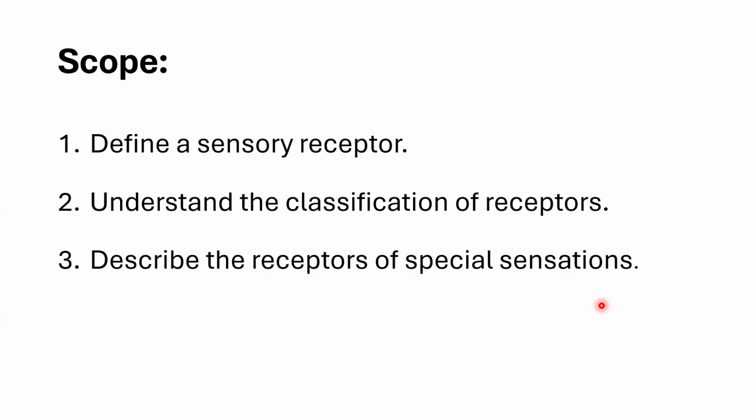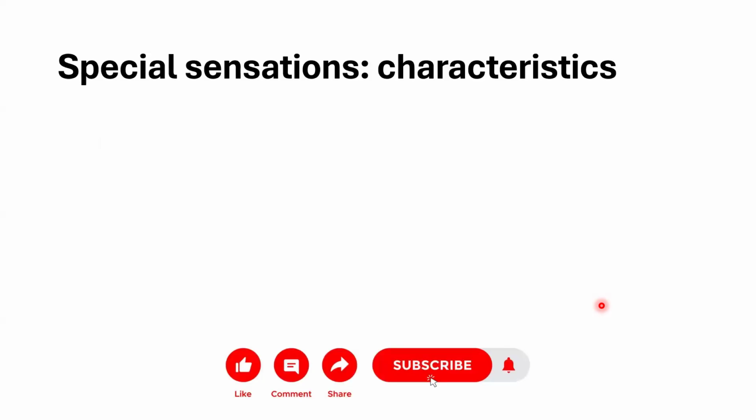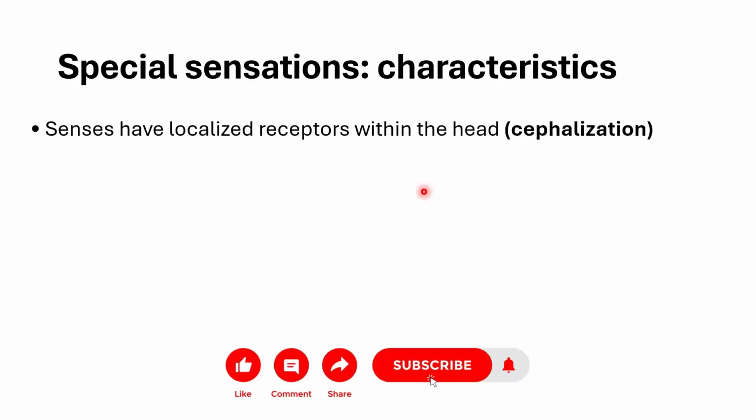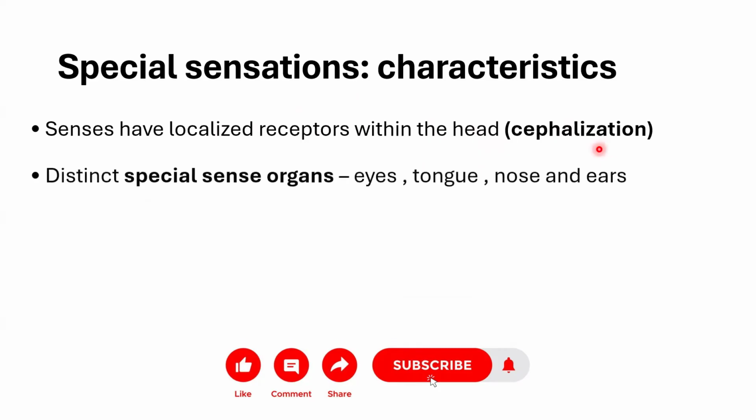And they can be of two types. You can have special sensations or somatic sensations. Somatic sensations are general sensations. Then special sensations are the ones that have 5 characteristics, which you will see in this slide. The first is that their receptors are localized within the head and neck region, in the head. So that is cephalization.